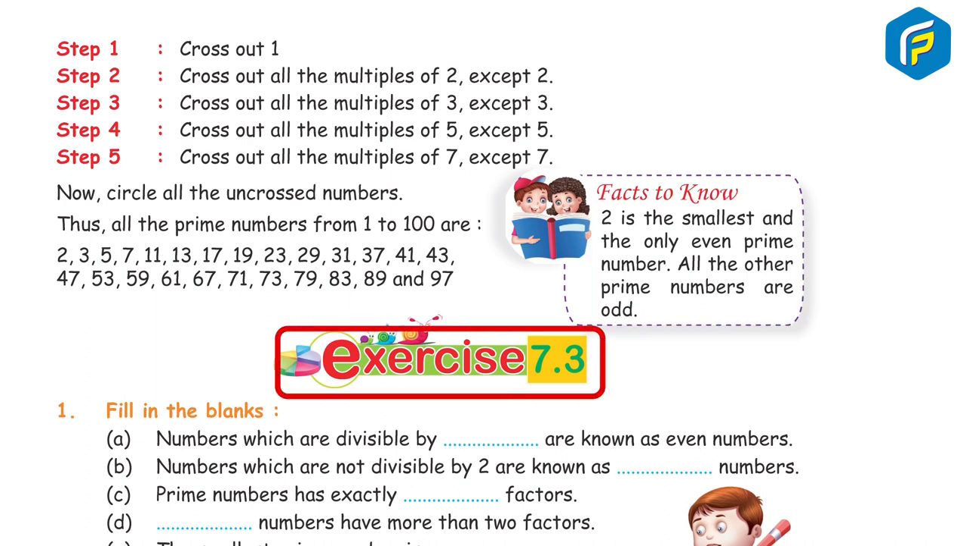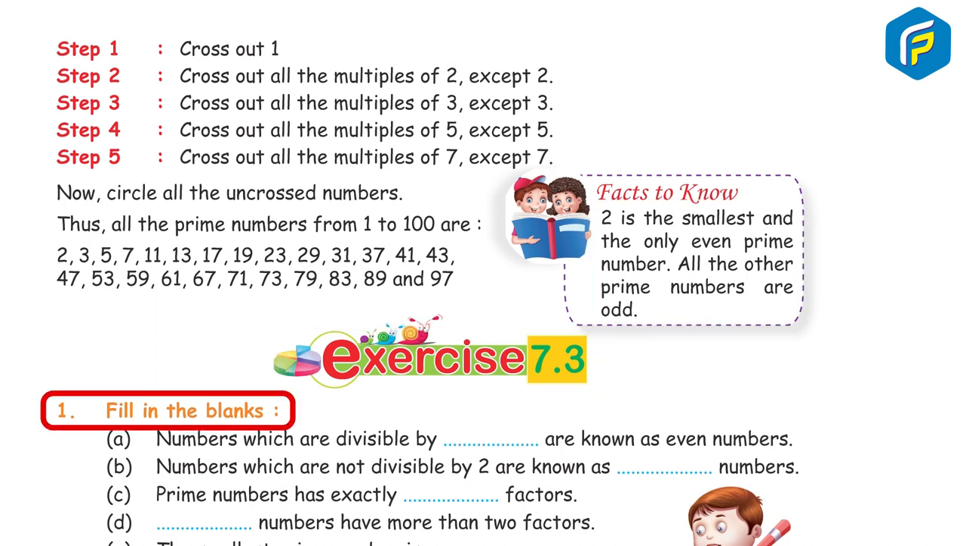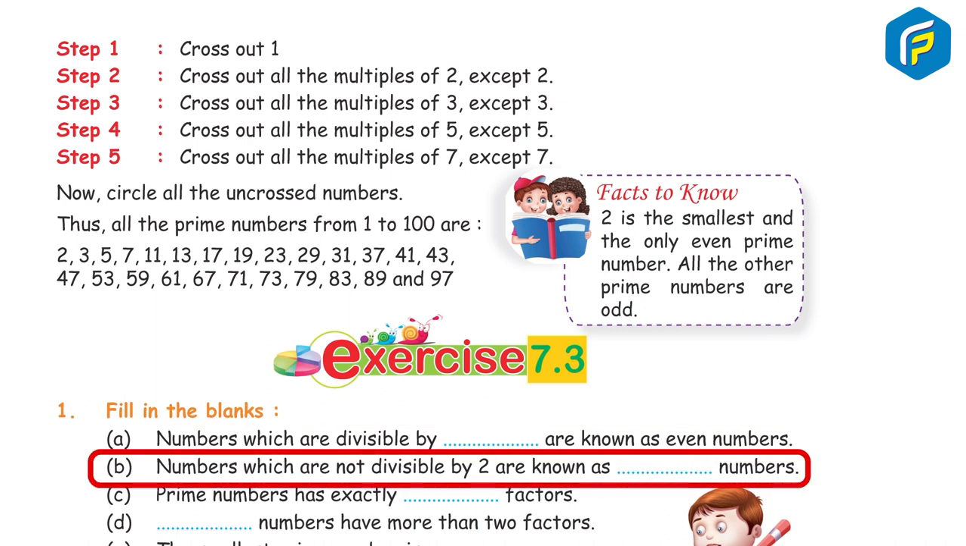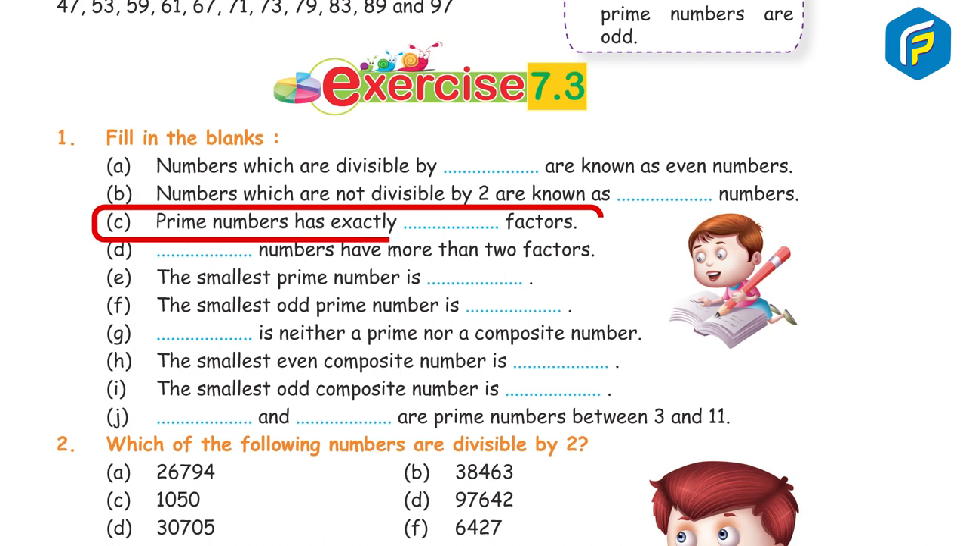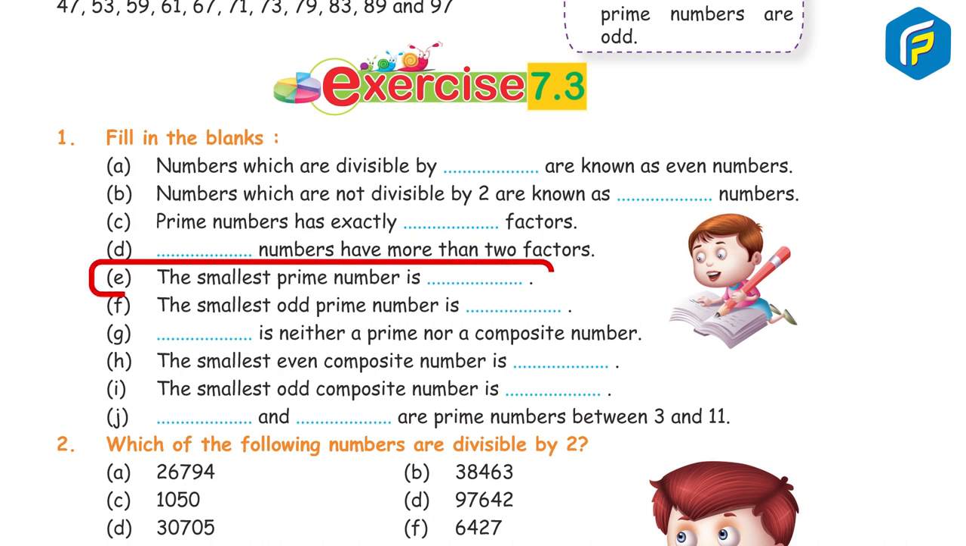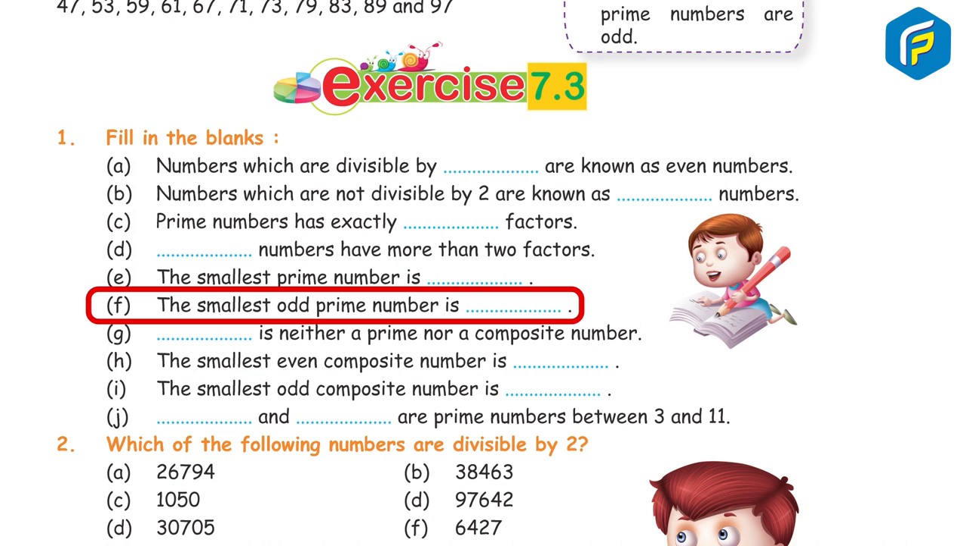Exercise 7.3. Question 1. Fill in the blanks. A. Numbers which are divisible by 2 are known as even numbers. B. Numbers which are not divisible by 2 are known as odd numbers. C. Prime numbers have exactly two factors. D. Composite numbers have more than two factors. E. The smallest prime number is 2. F. The smallest odd prime number is 3.